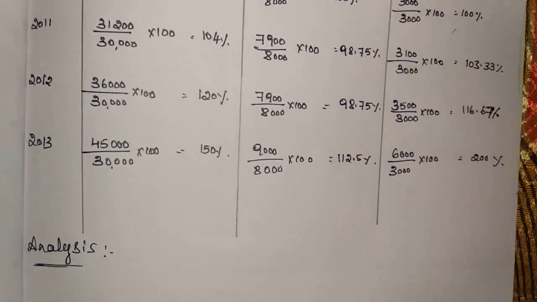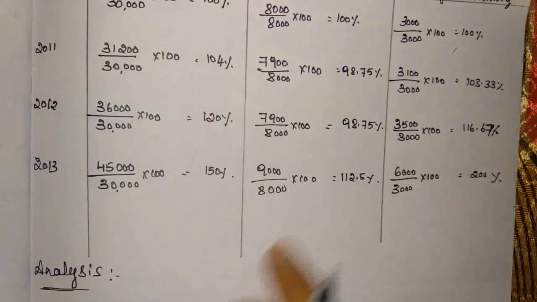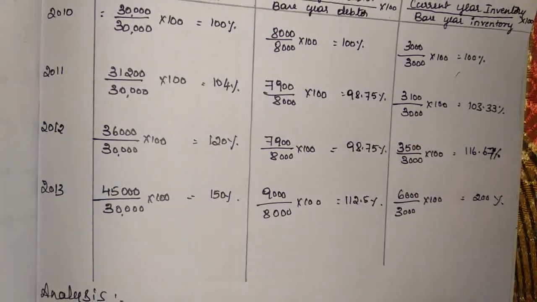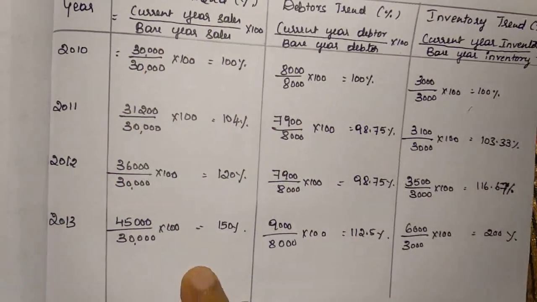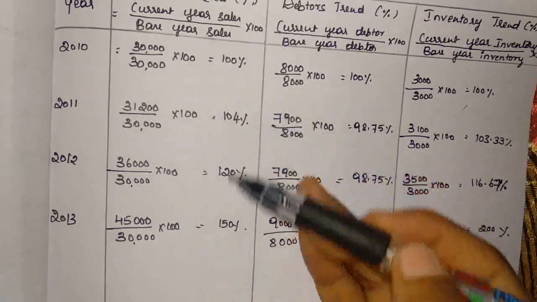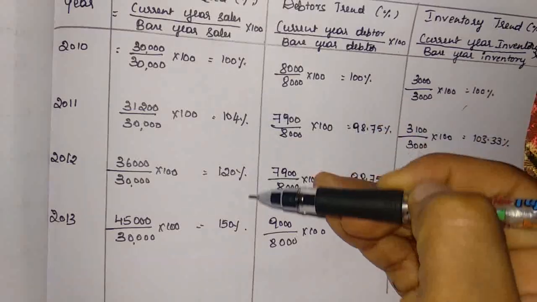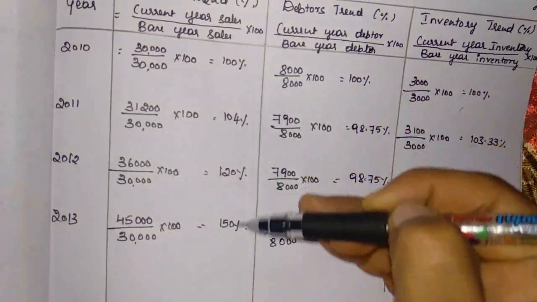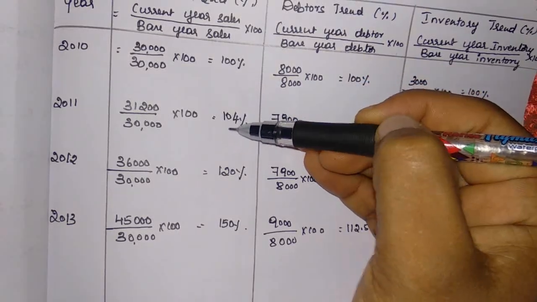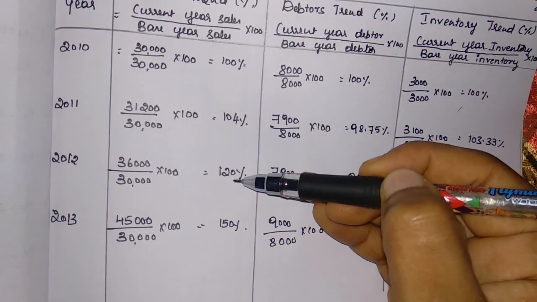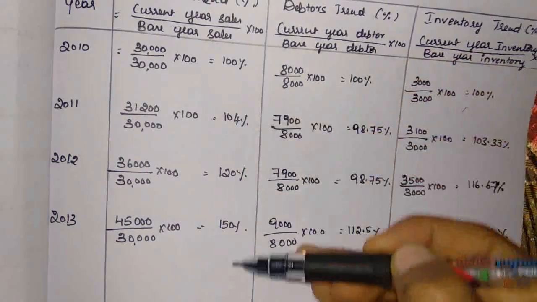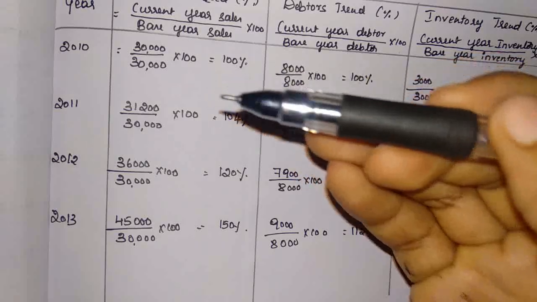Now we have to make an analysis of these trends by observing. So you can observe the trend of sales. Sales is increasing from 100 to 150%. There is a steady increase in sales. Initially it was 100, then it increased to 104%. Again it increased to 120%, and in 2013 it increased to 150%. There is no reduction. There is an upward movement.